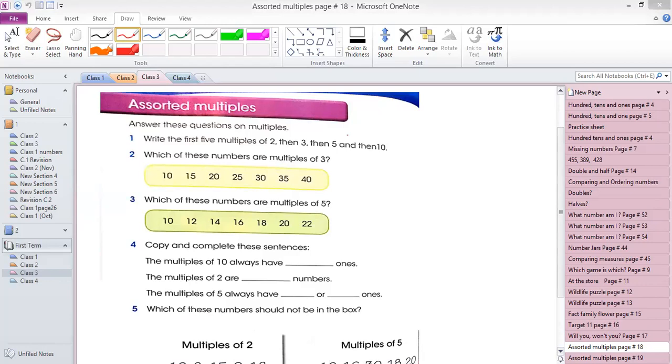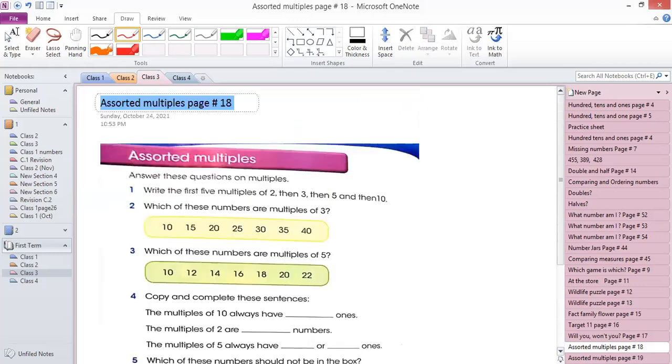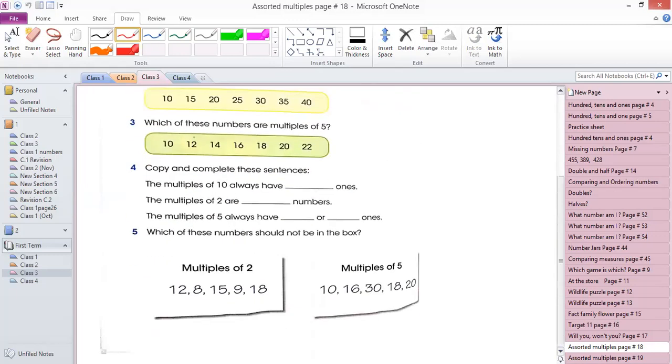And the second question is, which of these numbers are multiples of 3? So you can check which number is not a multiple of 3. Start from 0: 0, 3, 6, 9, not 10. So a multiple of 10 is not a multiple of 3. So you have to find out which of these are multiples of 3. After 9, it is 12. Then 14 is not a multiple of 3; 12, 15.